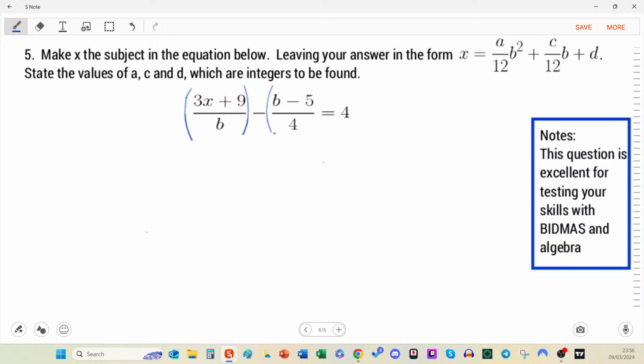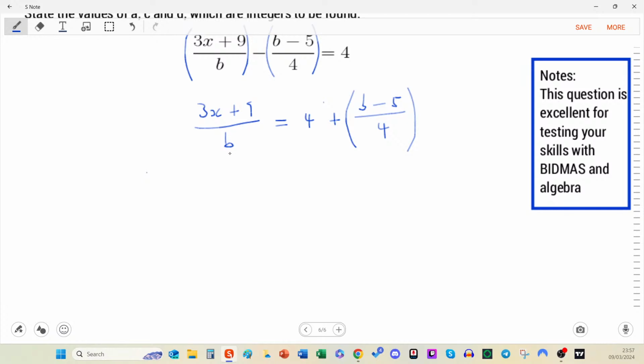Think about it like this, I would. We could get rid of a chunk of it already by seeing this as 2 fractions, right? So (3x + 9)/b equals, so we're going to take away that whole fraction from both sides. 4 plus (b - 5)/4. Right, so we add that to both sides. And then we're going to multiply by b, because you can't tackle the numerator. The numerator is actually locked in.